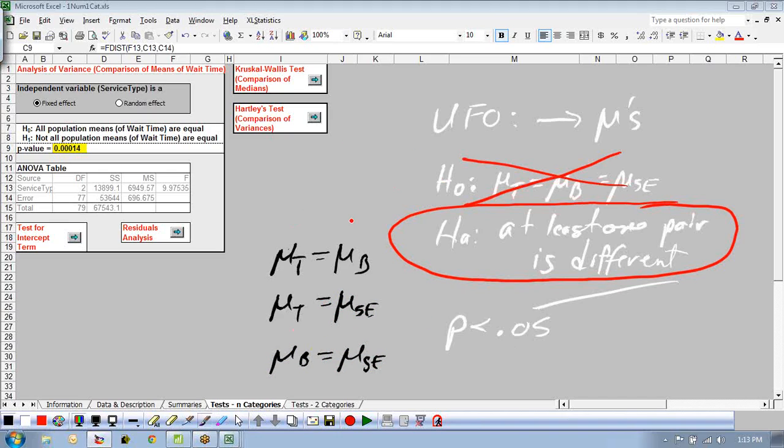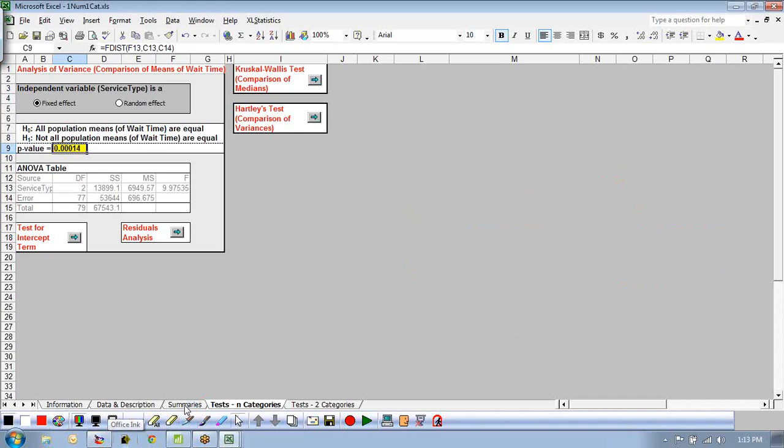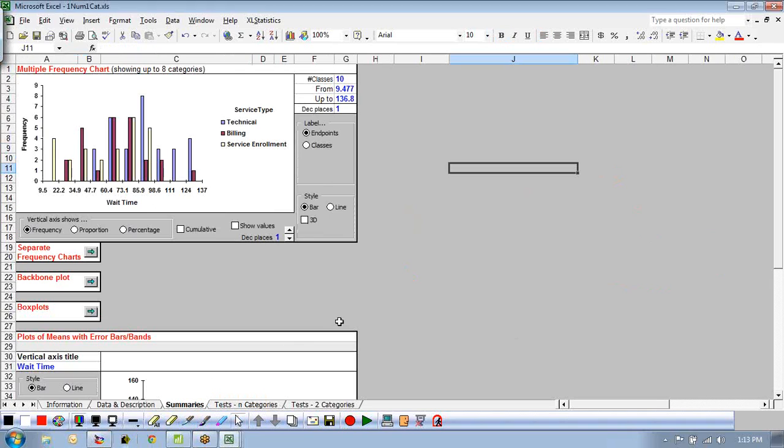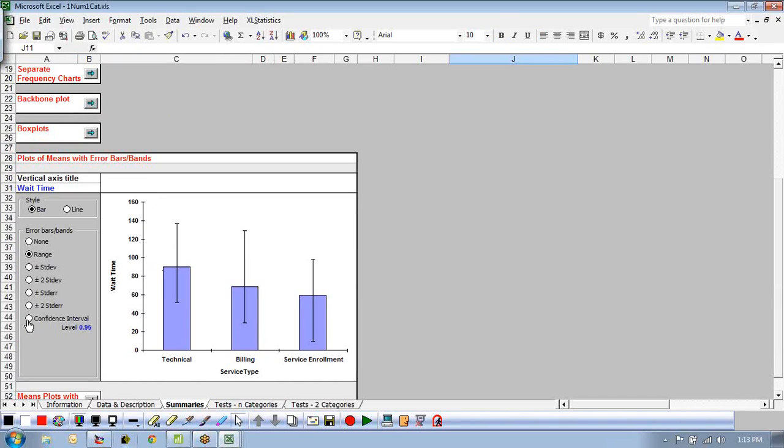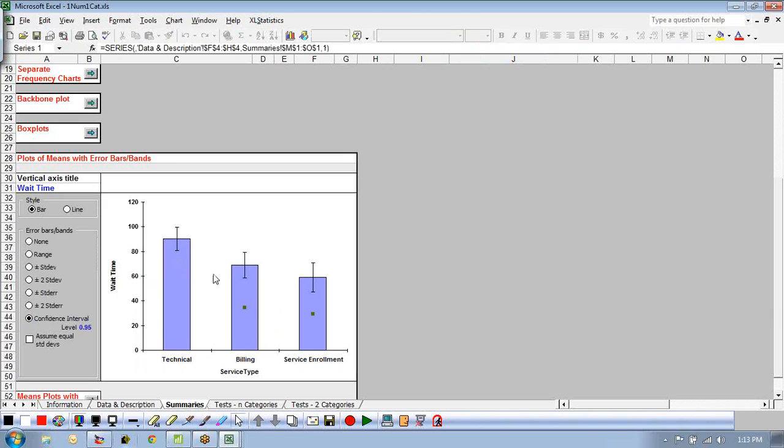I'll do them all in their gory detail, and then I'll show you very quickly how you can make a quick comparison, which should give you an idea of what's important anyway. If you go to the Summaries tab and go down, you'll see these comparison of means. If you stick it on confidence intervals, you should be able to tell pretty quickly that technical is different from billing because these two confidence intervals don't overlap. However, it's also different from service enrollment. We would expect the p-value to be even smaller for that. And we would expect maybe billing and service enrollment don't agree with each other.